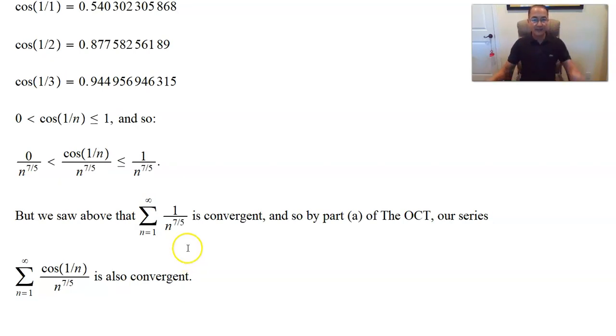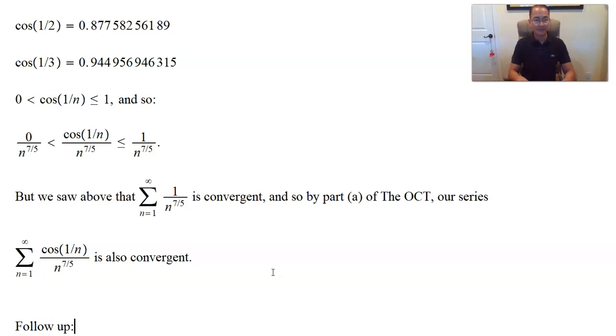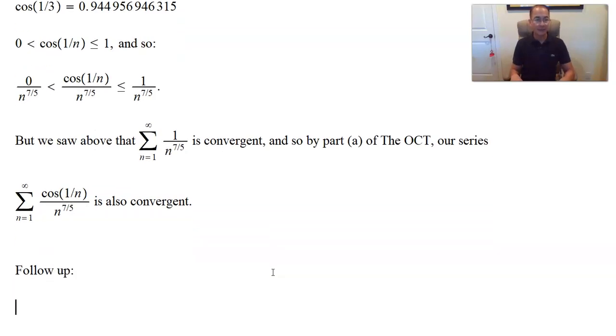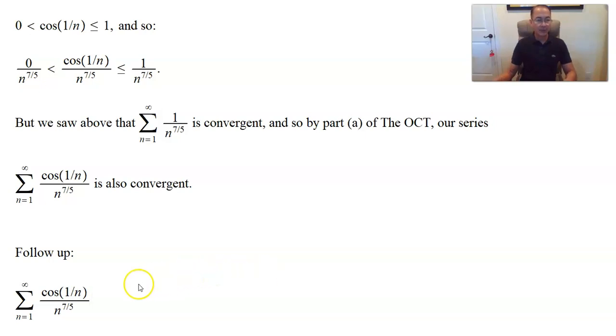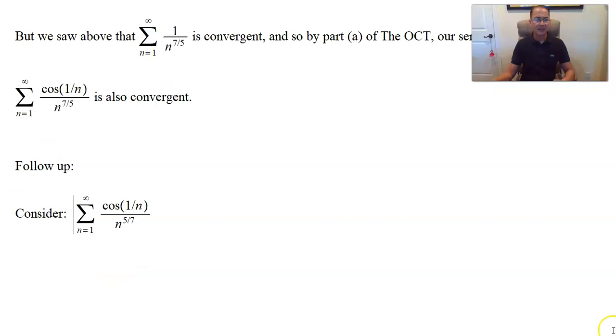Okay, excellent. So shall we dare flip the exponents? Okay, so follow up. What if we had cosine 1 over n to the power 5 over 7? Let's flip the exponent just like we did in the integral test. So consider this new series. Again, everything is positive, of course. We just changed the exponent.